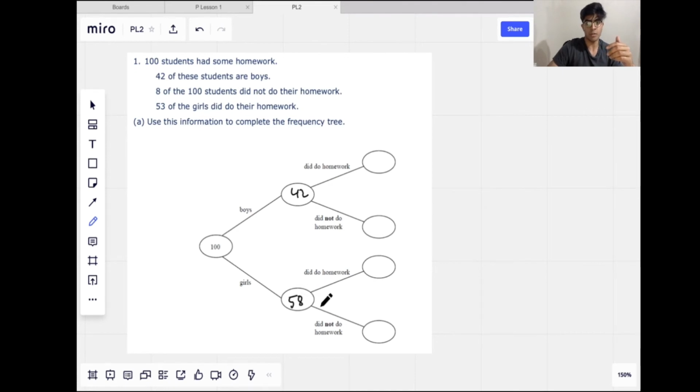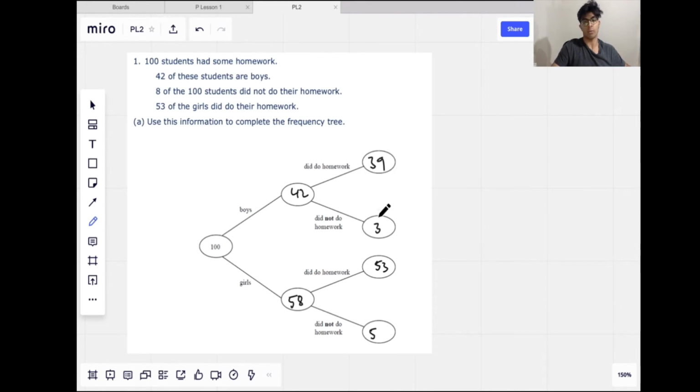We know 53 of the girls did do their homework, so that means 5 did not. We know there's 8 total students who did not do their homework, and 5 of those are girls, so we know 3 of those must be boys. Oh, sorry, I got that in the wrong order. 53, 5. So there must be 3 boys who did not do their homework, and there's 42 boys, and we know the rest of them have done it, that means 39 boys have done their homework.